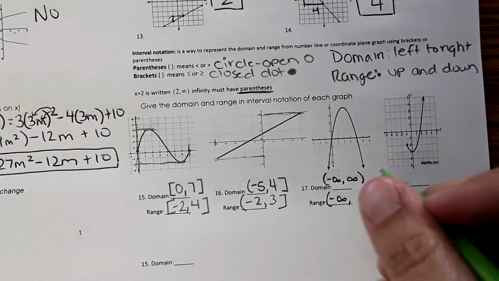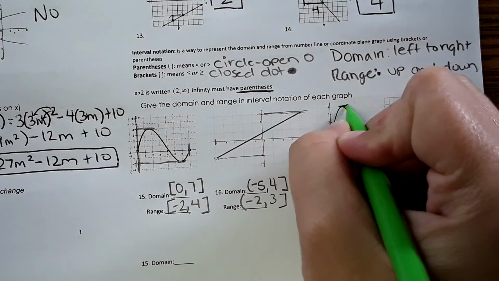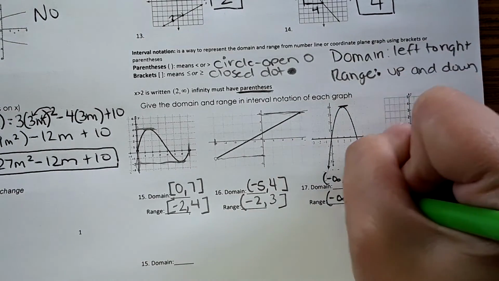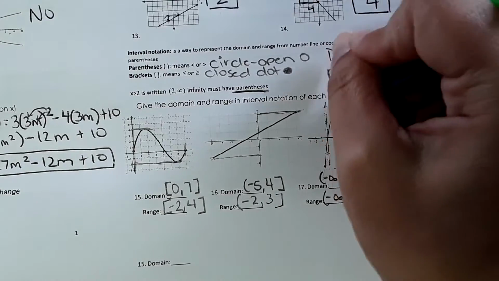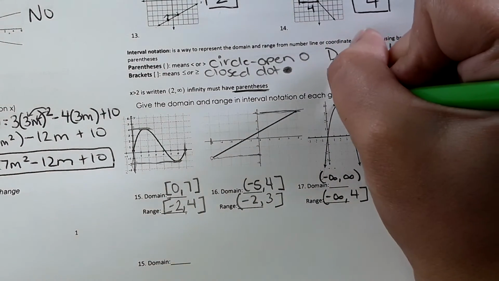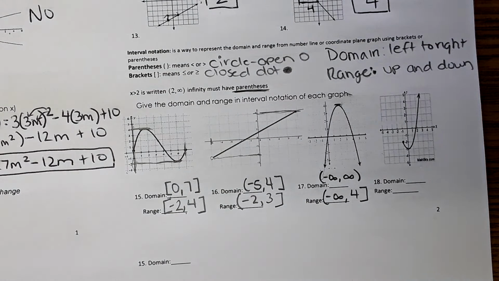And then as far as the top y value, it's at 4 with the bracket. Why does that one get a bracket? Because it touches the line at 4. What does the bracket mean again? It means it includes that number. It could be equal to 4. Does that make sense?